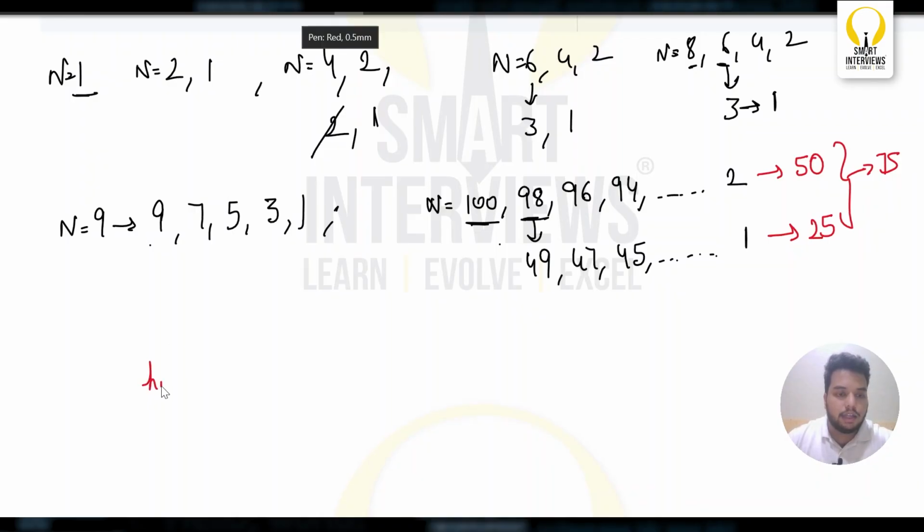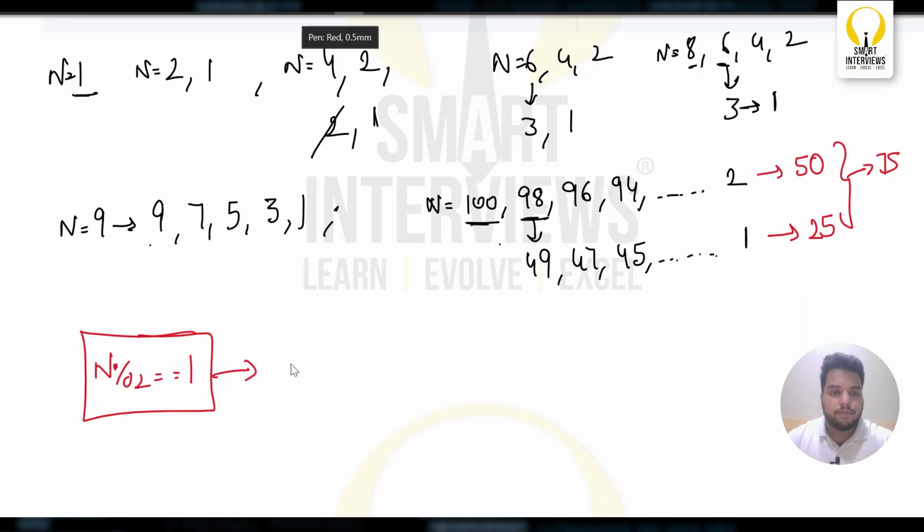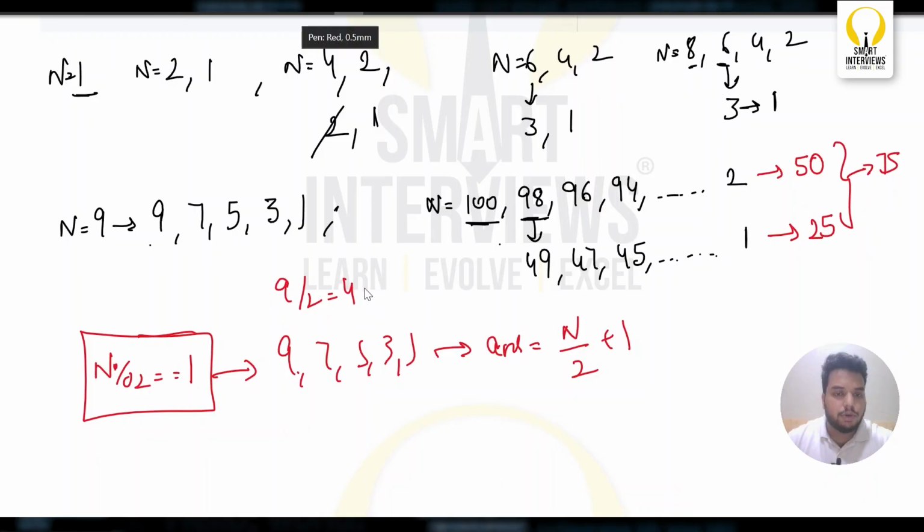If I can find the highest, if n is odd, let's say 9. From 9, I can convert to 7, 5, 3, 1, but I can't change the parity here. I can't make it even somehow. So for odd numbers, can I say the answer is always n by 2 plus 1? So 9 by 2 is 4, but plus 1. Why? Because 1 extra is possible.